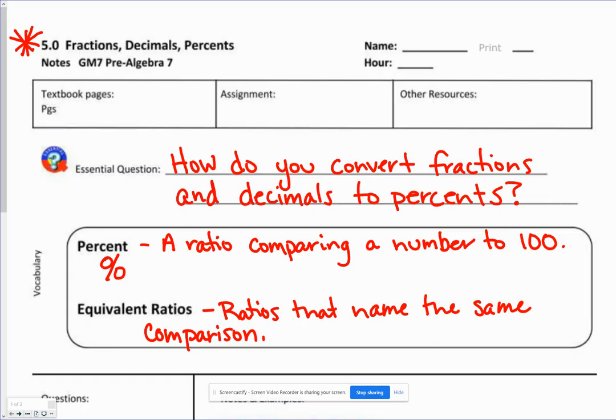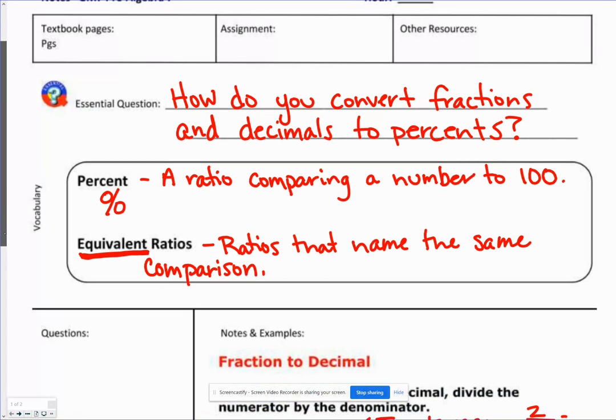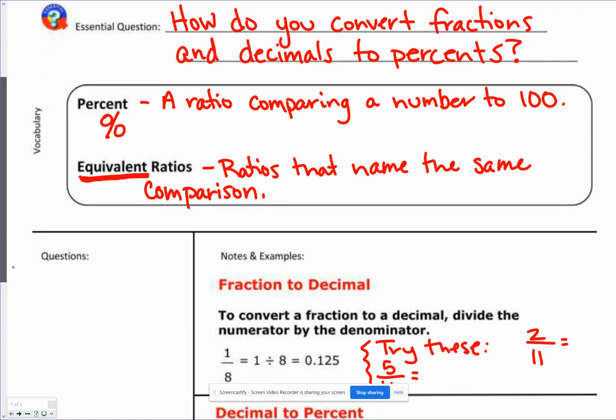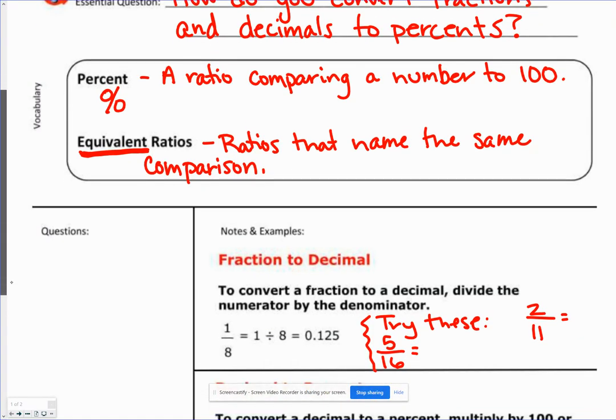Equivalent ratios. They are ratios that name the same comparison. Equivalent kind of sounds like the word equal. So they are the same ratios. Remember, a ratio is just a fraction. So having the same fractions would be equivalent ratios. Hopefully you've paused the video and wrote that stuff down.